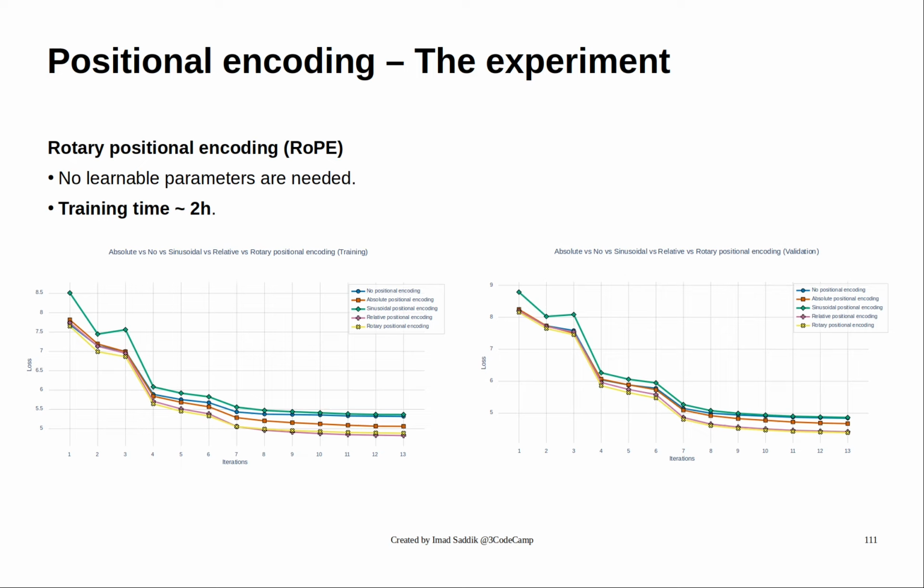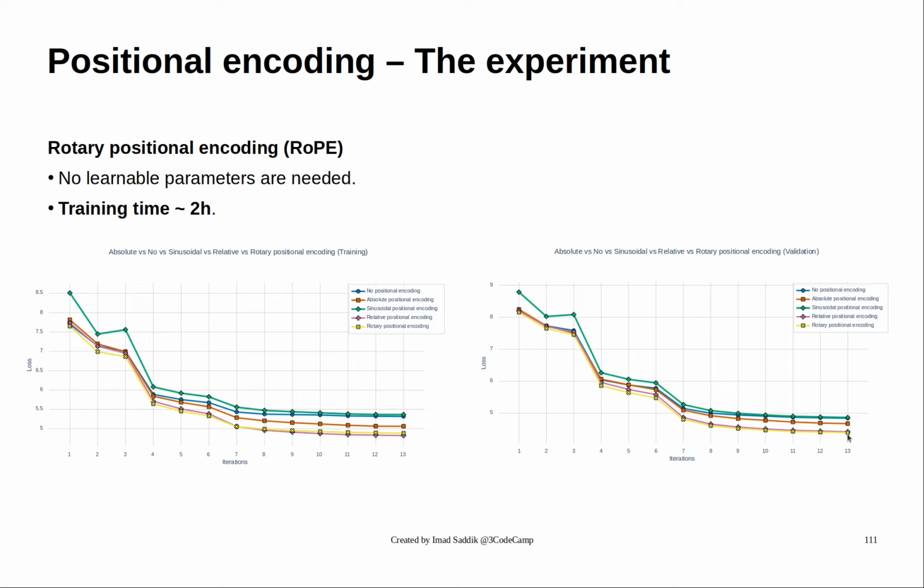Okay, this is the slide. So now I am comparing all the methods. So we have absolute, no positional encoding, sinusoidal, relative, and finally rope. And as you can see, rope is this one. It's in yellow. And as you can see here, it was close to the relative positional encoding method in terms of the loss value at the last iteration. But here you can see during the validation, it performed better.